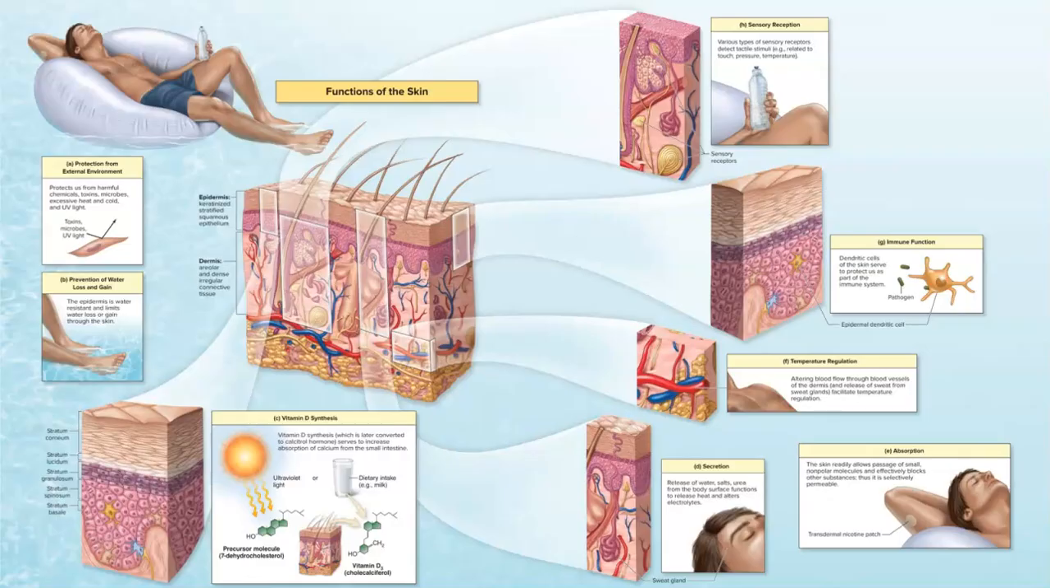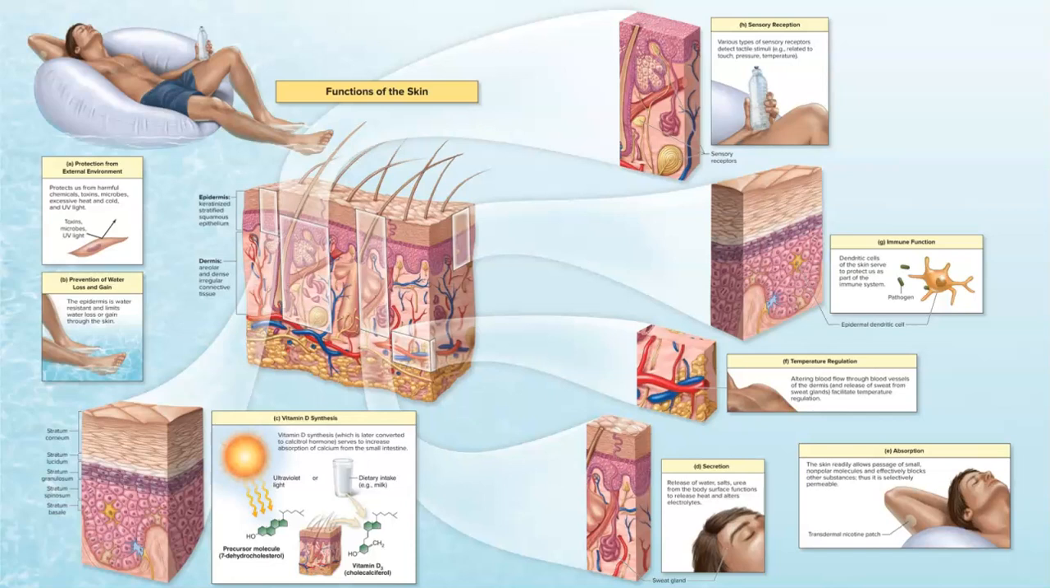Now, the skin is responsible for absorption. Absorption means to take something in. So the skin can absorb certain chemicals and drugs, such as estrogen from a birth control patch or nicotine from a nicotine patch. So we refer to the skin as being selectively permeable because some things can pass through it and others can't.